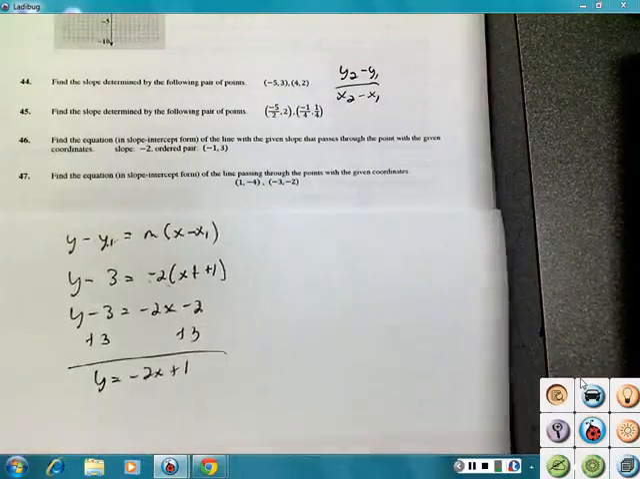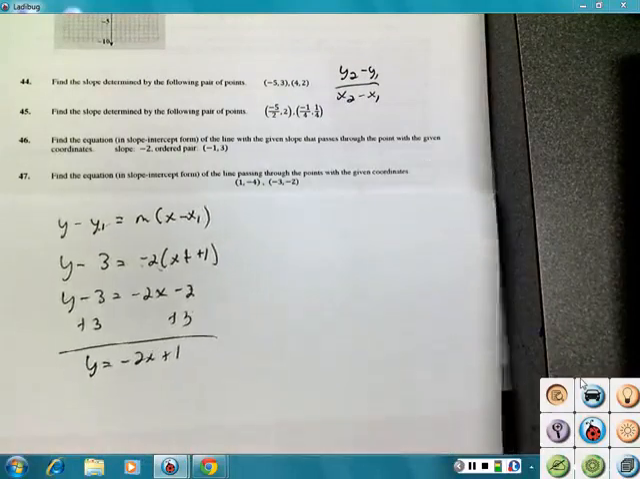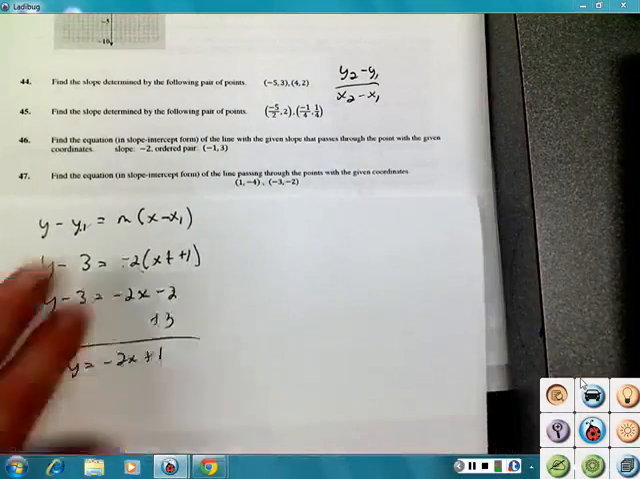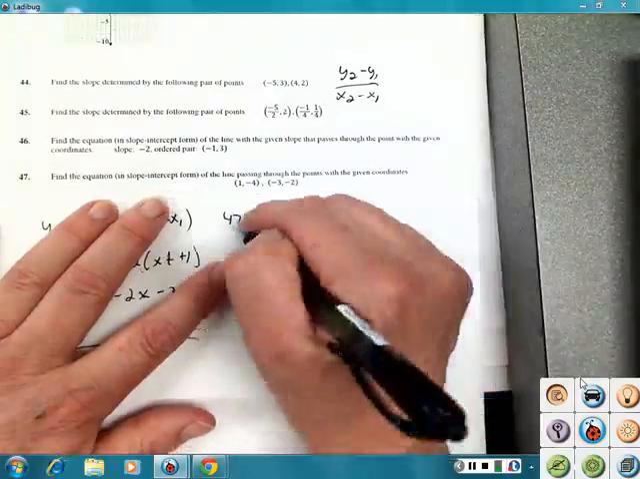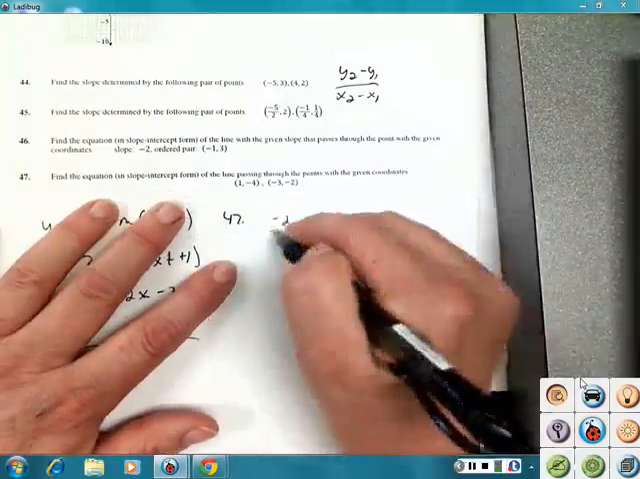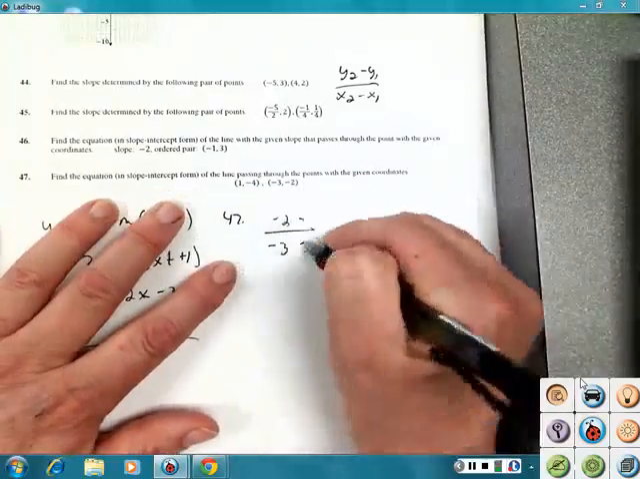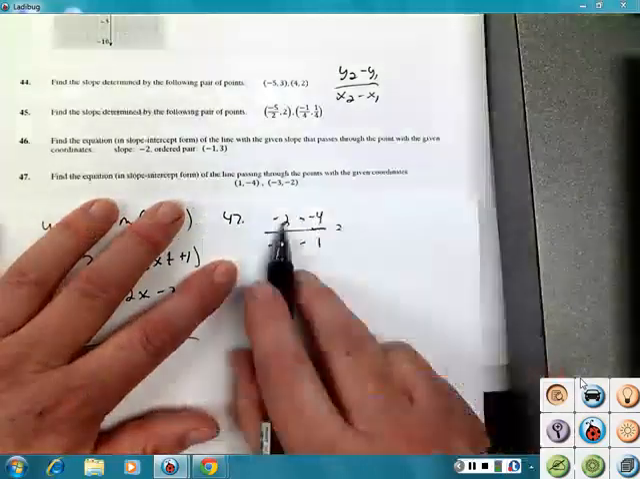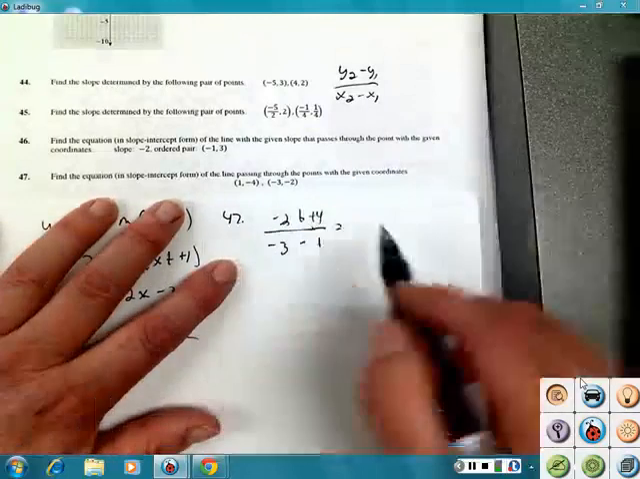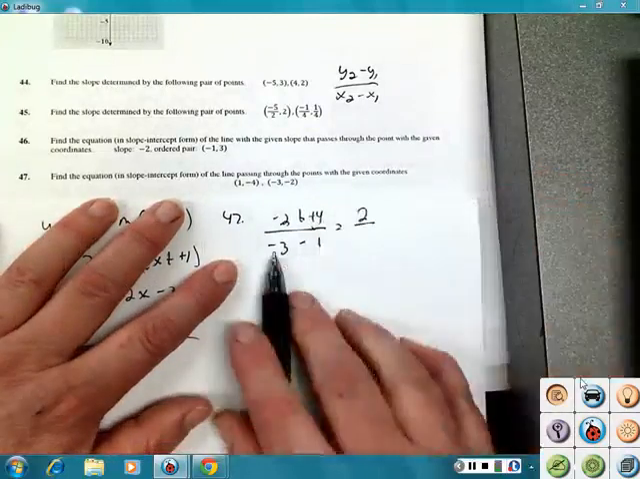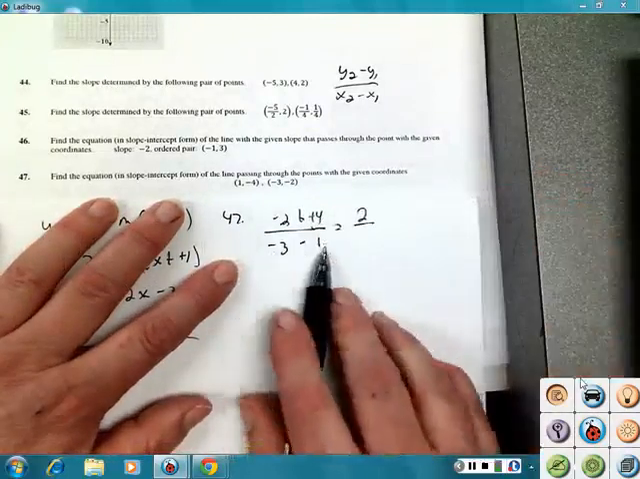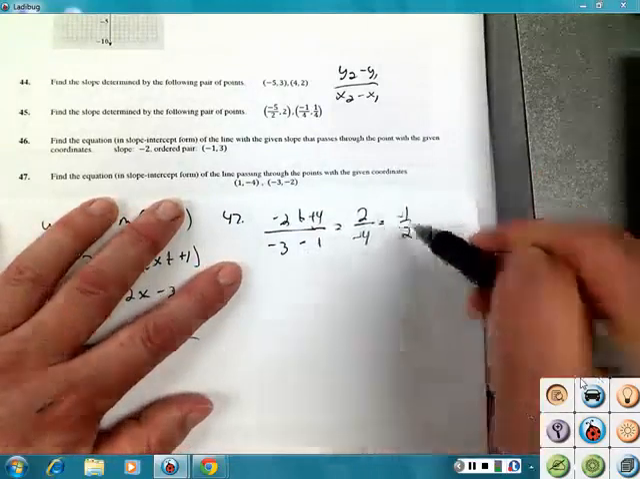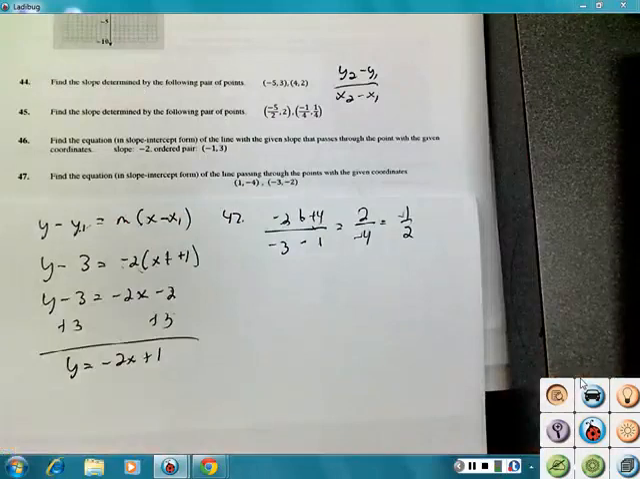Okay. And then number 47 says we got 2 points, so we need to find the equation of a line passing through those points. So I need to find my slope. So negative 2 over negative 3 minus negative 4 over 1. Negative 2 minus a negative 4 is really negative 2 plus 4, or 2. Negative 3 minus 1 is a negative 4. So I have a negative 1 half, okay, for my slope.